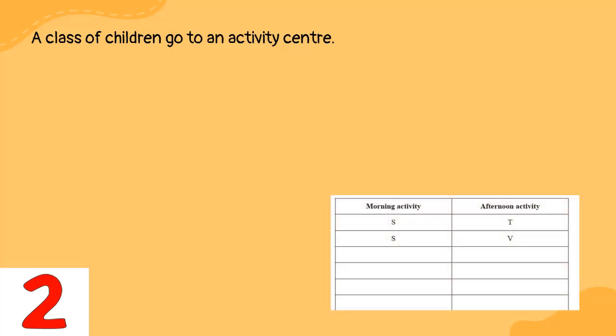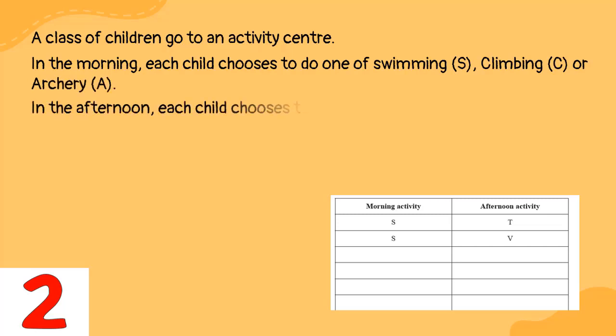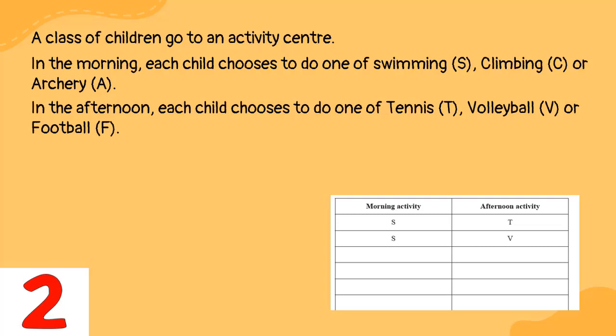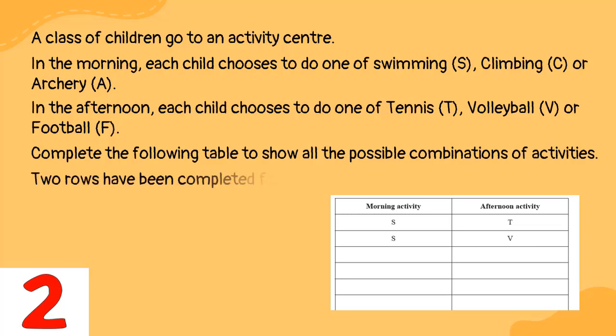A class of children go to an activity center. In the morning, each child chooses to do one of swimming, climbing, or archery. In the afternoon, each child chooses to do one of tennis, volleyball, or football. Complete the following table to show all the possible combinations of activities. 2 rows have been completed for you.